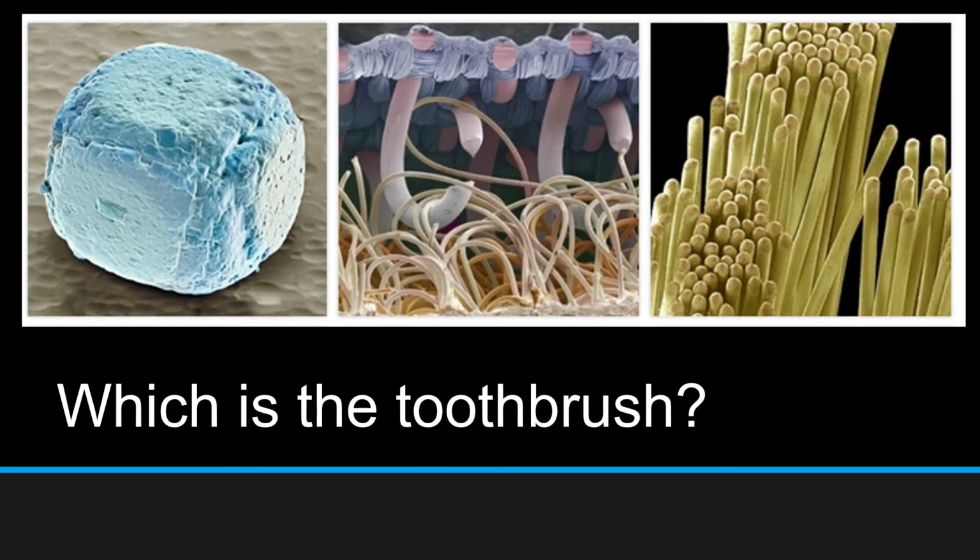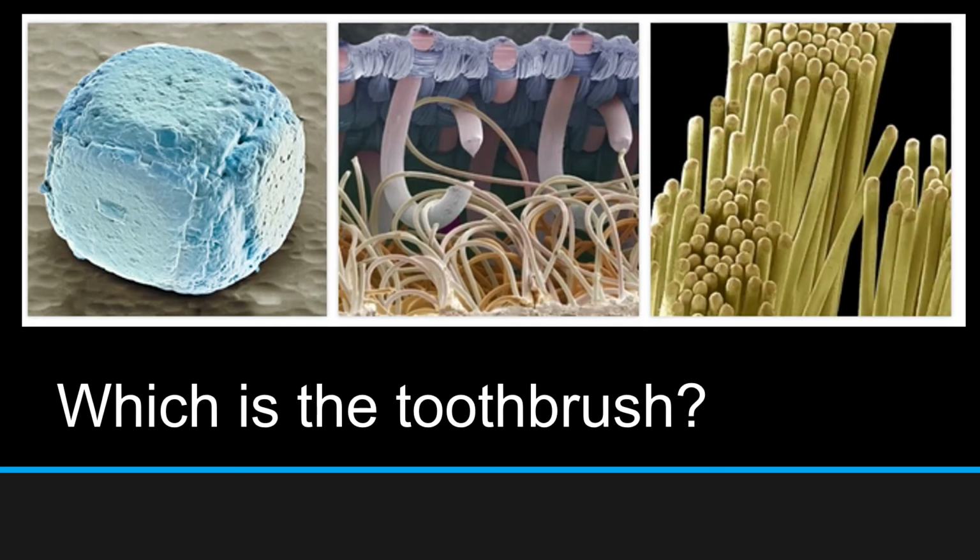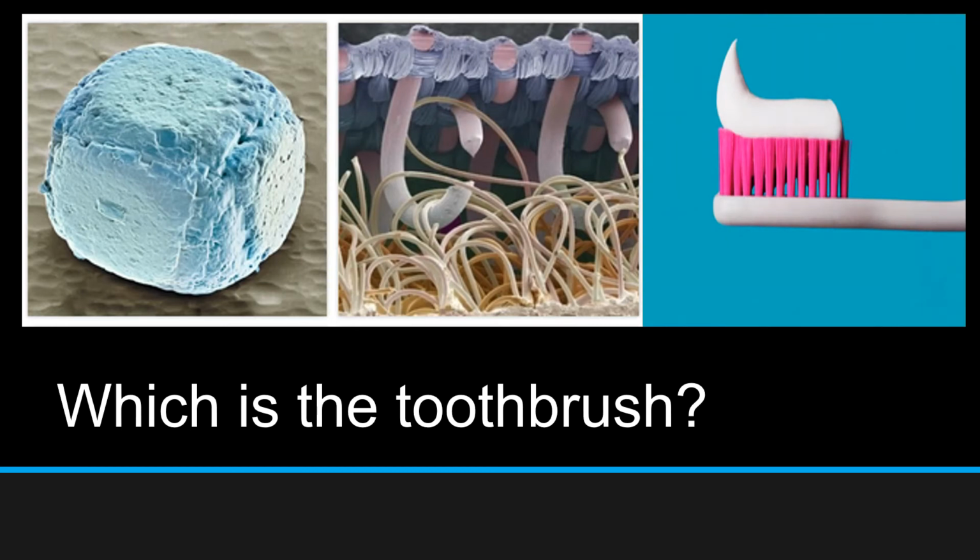Next question, which is the toothbrush? So having a look at these 3 pictures, which one of these 3 was the toothbrush? And we can have a look. It is, of course, that end one there, you can see the bristles that are on the toothbrush. Of course, number 3 is the toothbrush.